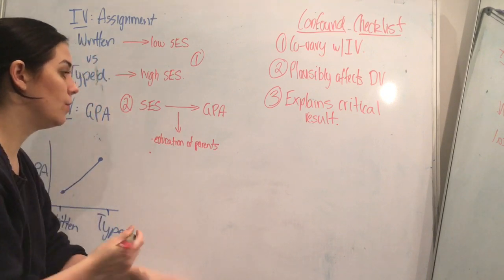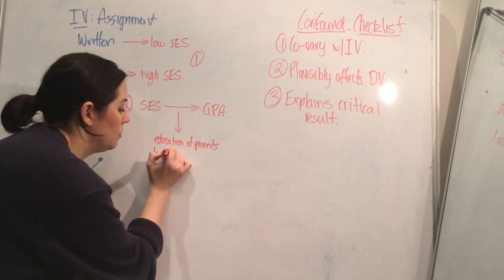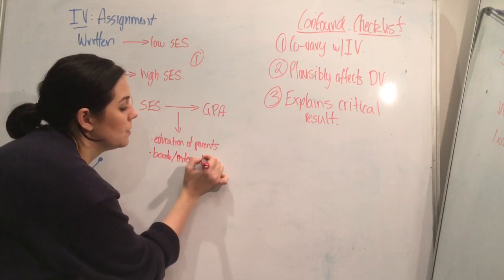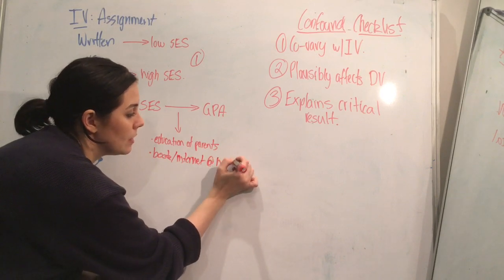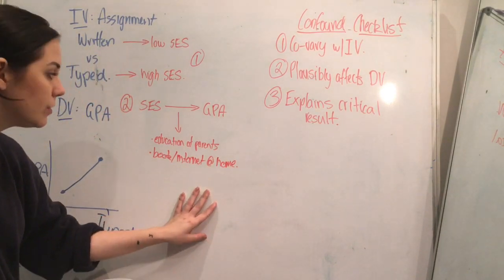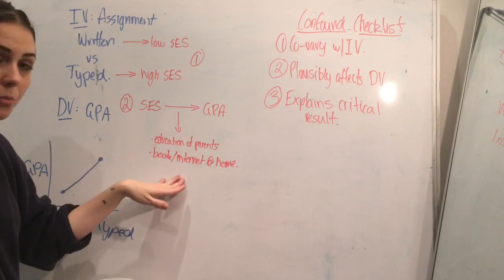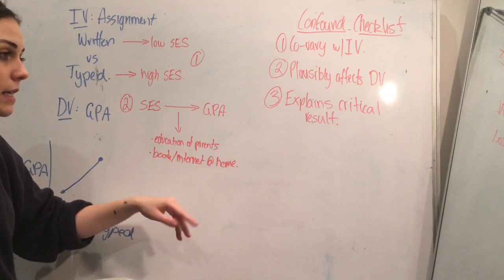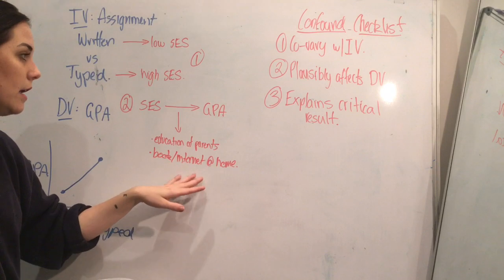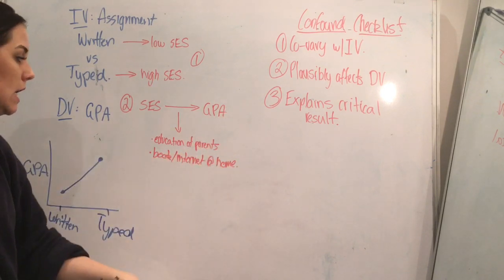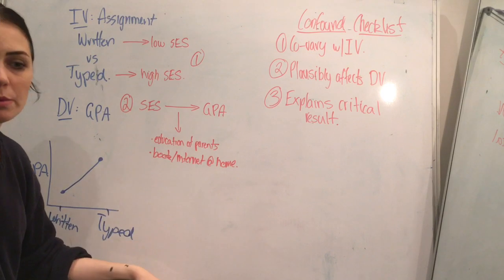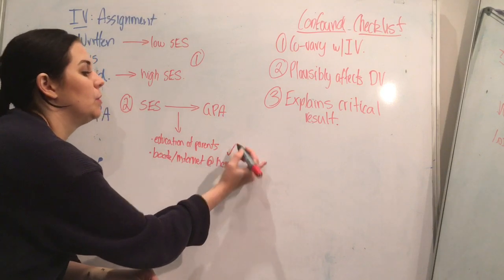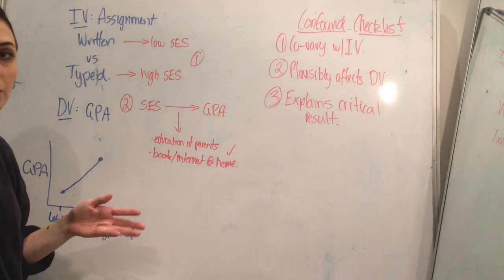Or you might just have books or internet at home. So this is something else that's not accounted for. People who have high SES might have a home library, really fast internet, a computer they can use at home, all these things that allow self-learning and other reasons that lead to GPA. Any of these are acceptable, anything you can think of like that. So that is how it could plausibly affect the dependent variable of GPA.